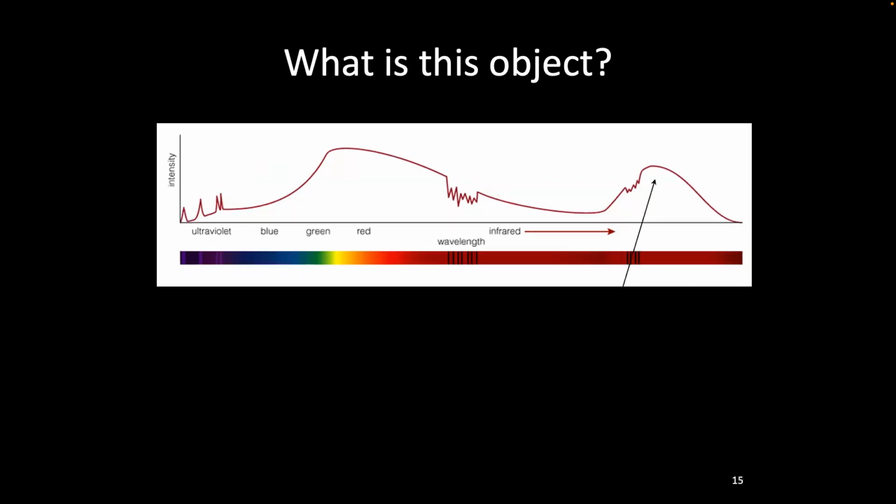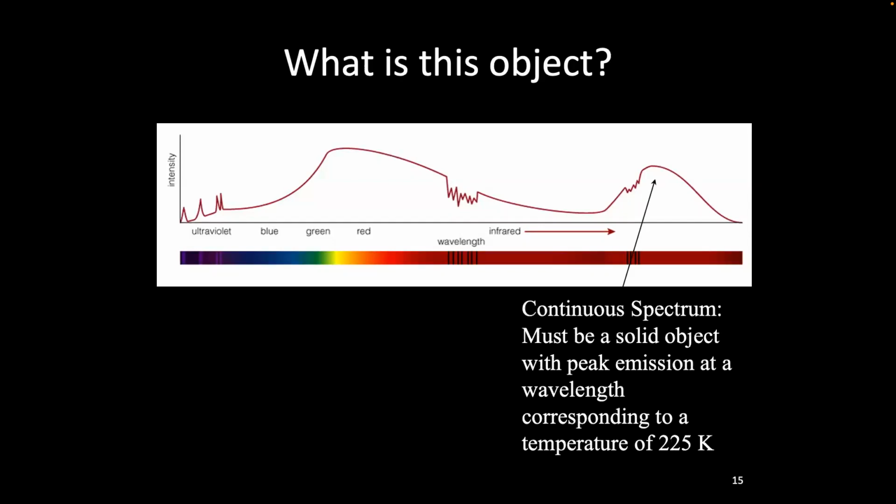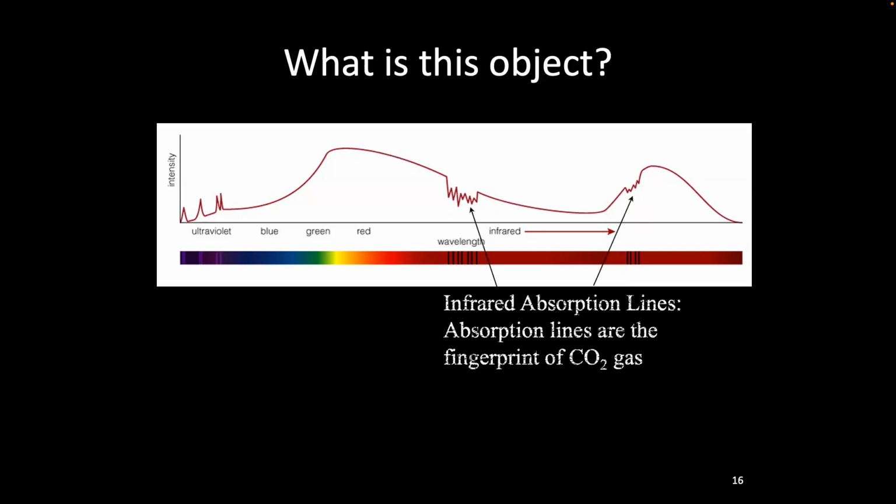So what's the object? Let's look over here. Oh, there's supposed to be words there? Yeah, they're there. Okay. So it's got to be a solid object. Or at least a really hot gas. But the hot gas over here has a temperature that corresponds to 225 Kelvin. I'm telling you that. This is a thermal peak. Anything else? Well, we saw over here infrared absorption lines. That's what's happening in these places. This is where CO2 likes to absorb.